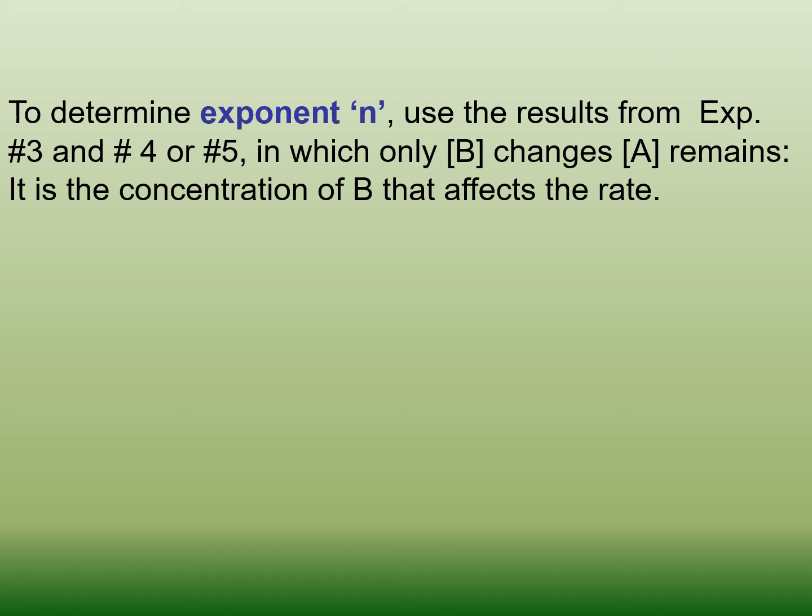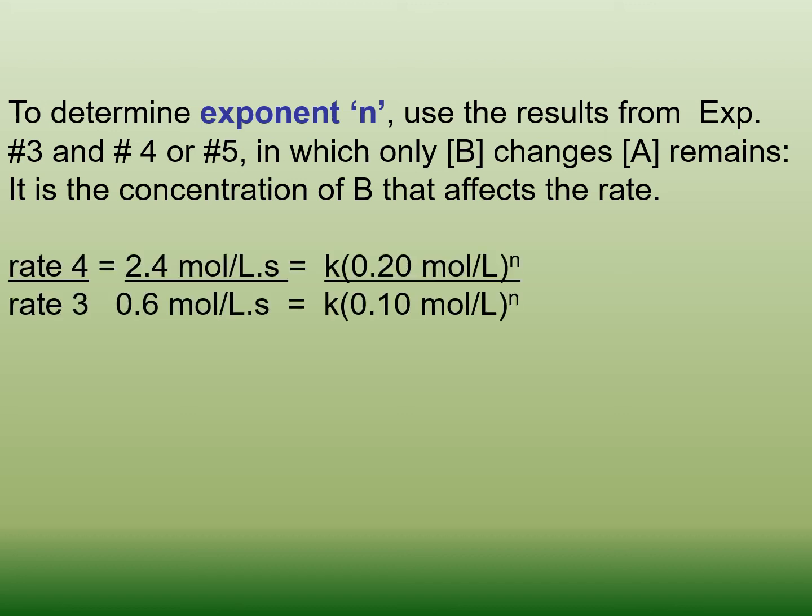Then we know that it is the concentration of B that affects the rate. Again, using any two of those experiments where the concentration of B changes, we can compare rates. Using the ratio of rate 4 over rate 3, we use the values of 2.4 moles per liter second for rate 4 divided by 0.60 moles per liter second for rate 3. Since we are determining the exponent N and looking only at reactant B particularly, the rate equation is equal to K times the concentration of B to the power of N. This is what the next ratio represents.